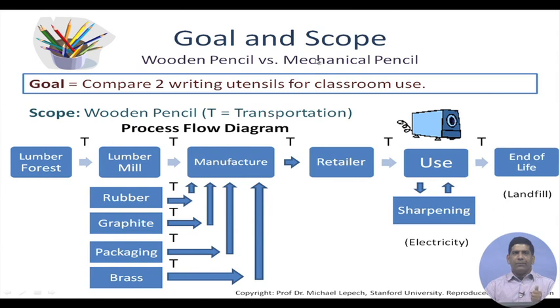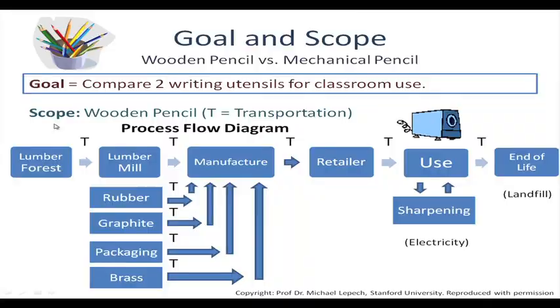The first step, if you remember from the previous slide, is goal and scope. What is the goal of these two different products? The goal is to write, isn't it? For this LCA exercise, the goal could be to compare two writing utensils for classroom use. Say we take a classroom environment where some people are writing with a wooden pencil and some with a mechanical pencil, and we have to compare which one is better in terms of environmental footprint.